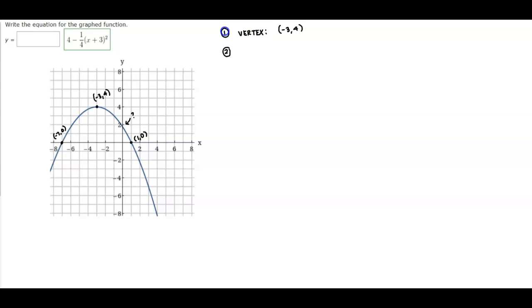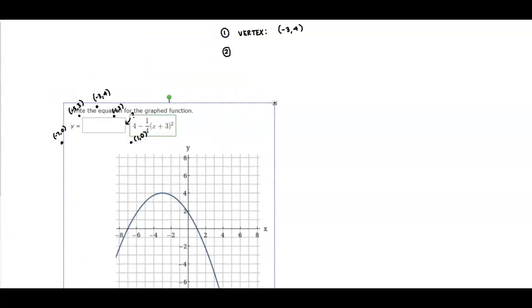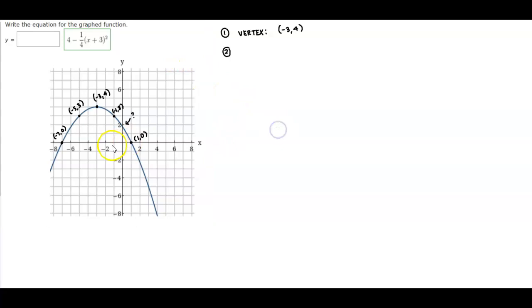And there's some additional points here. We can look here. This is another point at -1 and then 3. And then we also have another point here which is at -5 and then 3. So we can choose any of those points that we want on the graph for our second step. But we can go ahead and use the x-intercept at 1, 0.